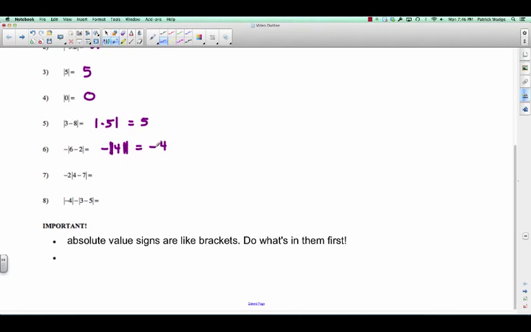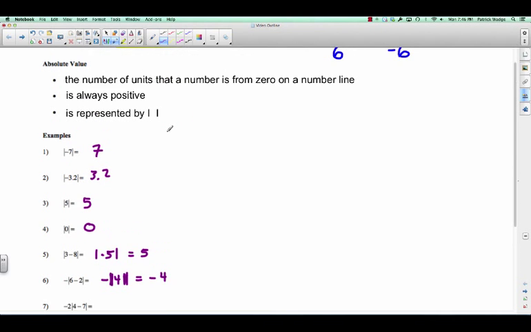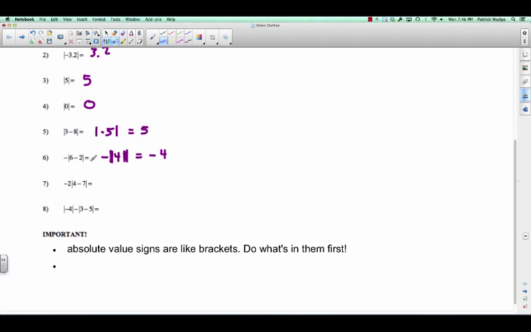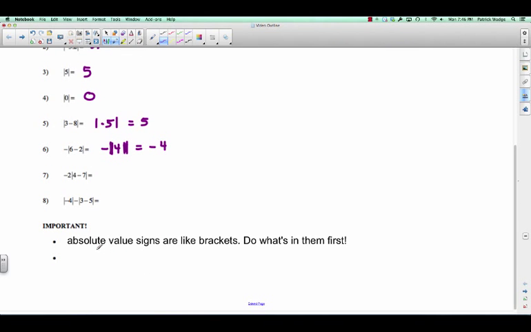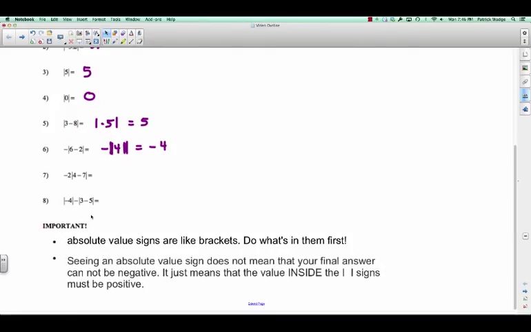Now this upsets a lot of people. They say, well, I thought you said the absolute value is always positive. I'm not saying that the answer to one of these can't be negative. What I'm saying is the value inside the absolute value signs has to be positive. So this is the other important bullet here. Seeing an absolute value sign does not mean that your final answer can't be negative. I mean, obviously, look, we got a negative final answer. It just means that the value inside the absolute value signs must be positive.